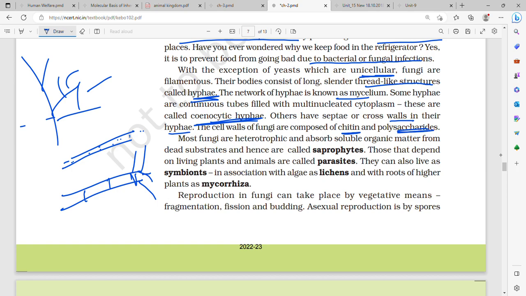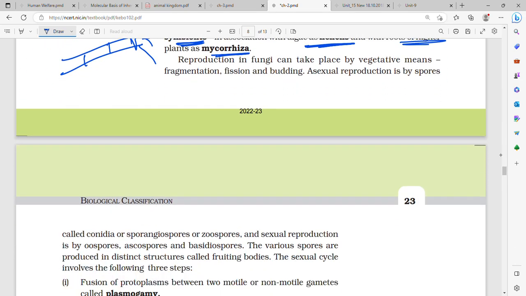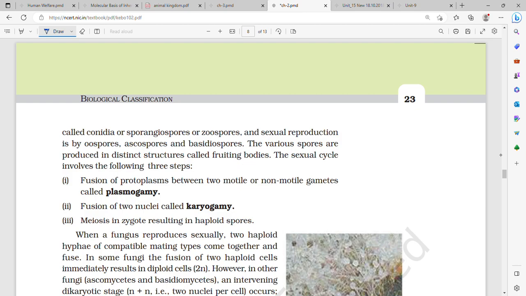Most fungi are heterotrophic. They absorb soluble organic matter from dead substrates, and hence they are called saprophytes. Those that depend on living plants and animals are called parasites. They can also live as symbionts, that is in association with algae as lichens or with the roots of higher plants as mycorrhiza. Reproduction in fungi can take place by vegetative means: fragmentation, fission, budding. Asexual reproduction is by spores called conidia, sporangiospores or zoospores.